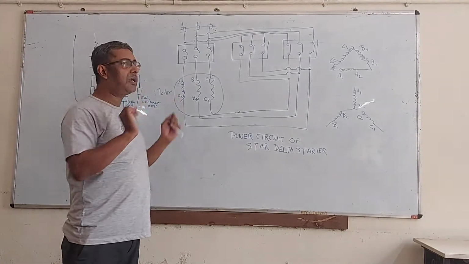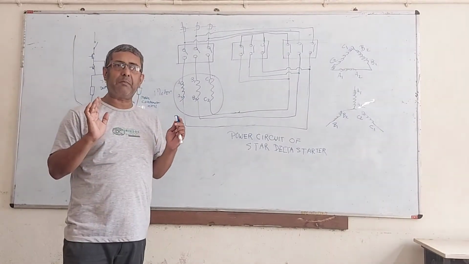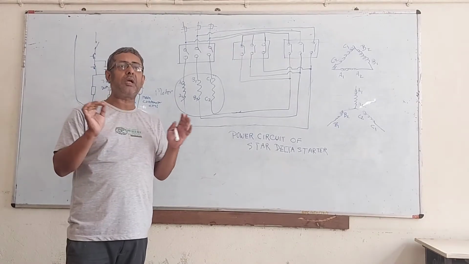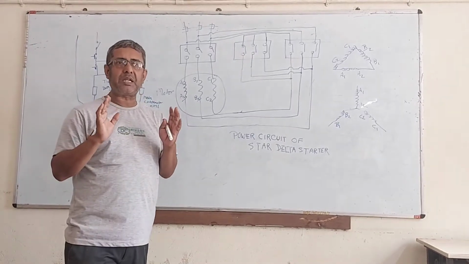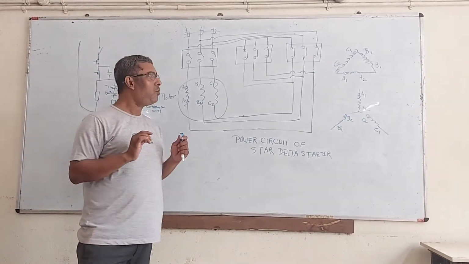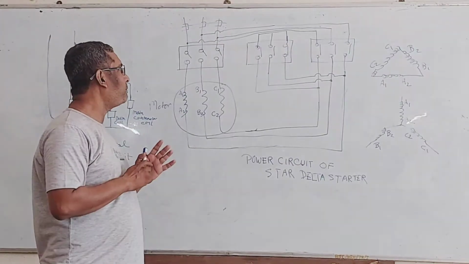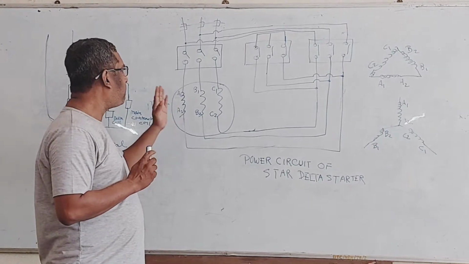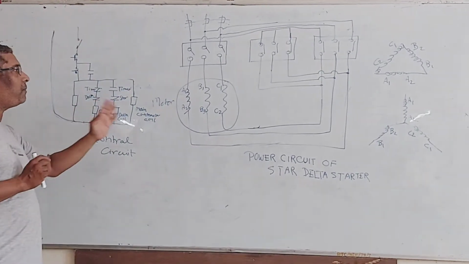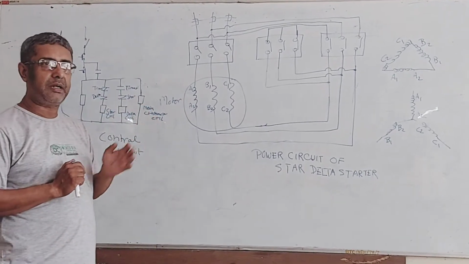Also, this starter is used as a protective device for the motor. It has overload protection and many other protections that it provides to the motor. Now, I am going to define the power circuit and control circuit of a star delta starter.